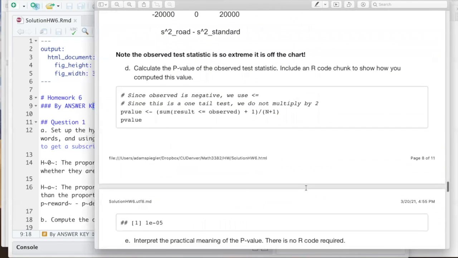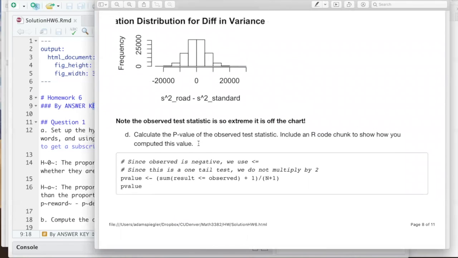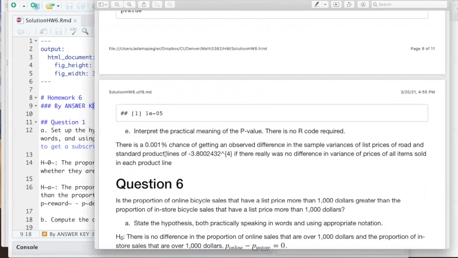Down here, we can see the p-value for this. We only had a one-tailed test since the claim was that this variance was less than the other variance, and we had a negative observed test statistic. So we want to look for things that are even more negative than the observed one. We have a less than or equal to sign here, and no multiplication by 2 because it's a one-tailed test. And we want to make sure we interpret this correctly, as the chance of getting an observed difference as or more extreme than the observed difference in variances that we had if the null hypothesis was true.